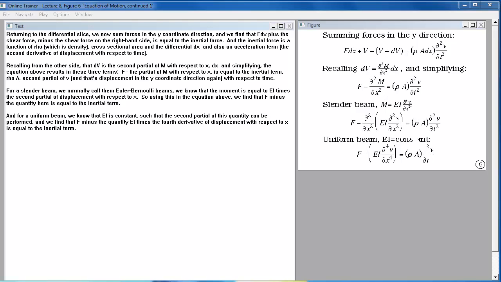term. And for a uniform beam, we know that EI is constant, such that the second partial of this quantity can be performed, and we find that F minus the quantity EI times the fourth derivative of displacement with respect to x is equal to the inertial term.